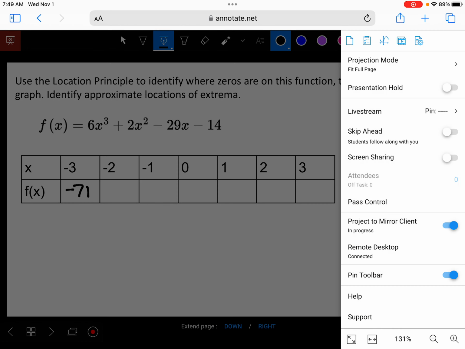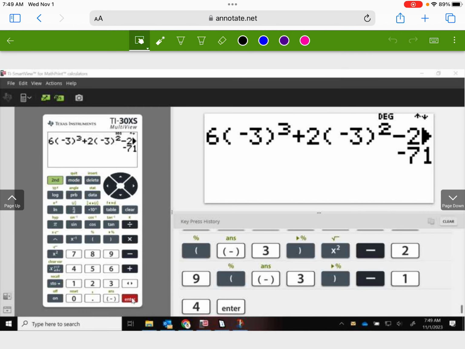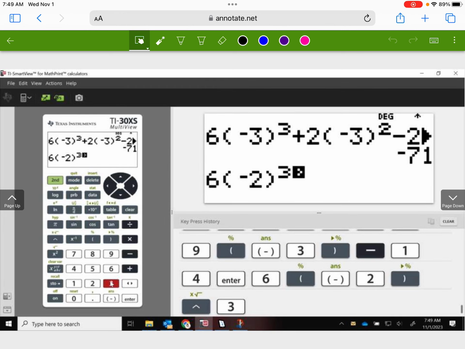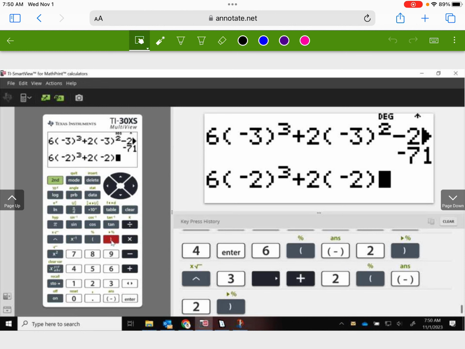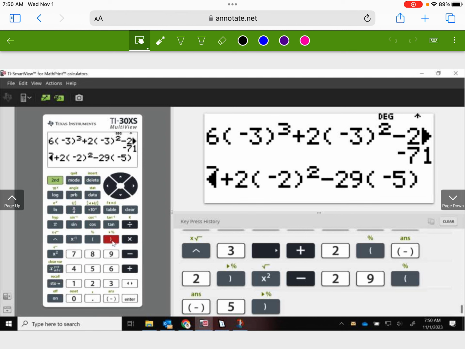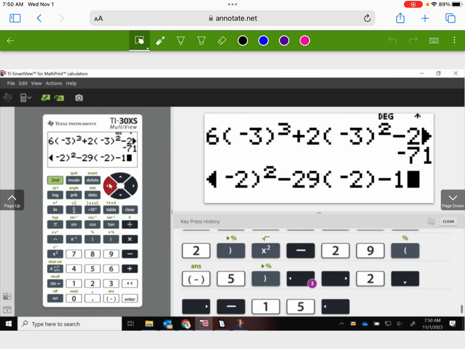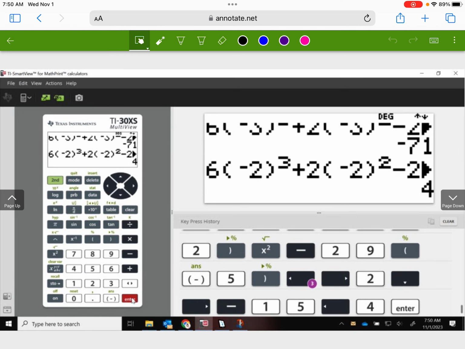See if -2 is less gross. 6 times -2 to the third plus 2 times -2 squared minus 29 times -2. I don't know why it keeps thinking I hit 5 when I hit 2's. Minus 14. Seriously, it loves the 5's. That gives +4.